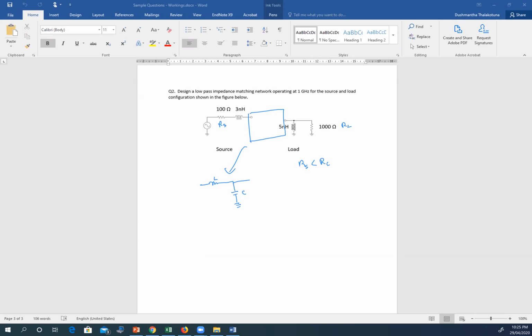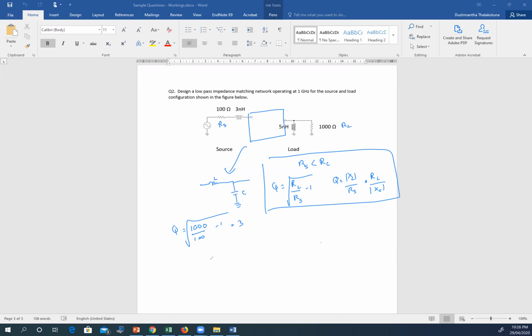The design formula says that Q is given by the square root of RL over RS minus 1, and then Q also gives you XL over RS and RL over XC. So these are the design formulas that you are normally given. Now if you need to find L, we need to find Q first anyway. So RL is 1000 over 100 minus 1, so that's 9, and so Q is 3.